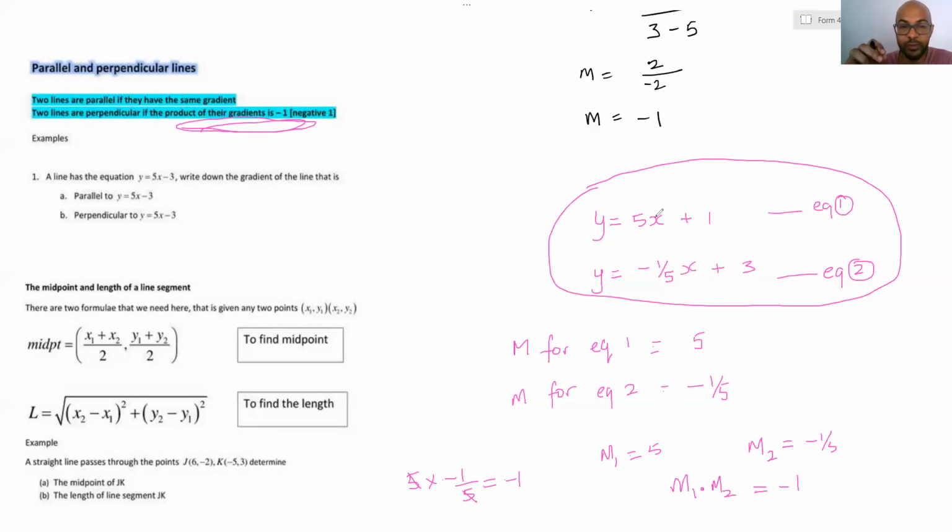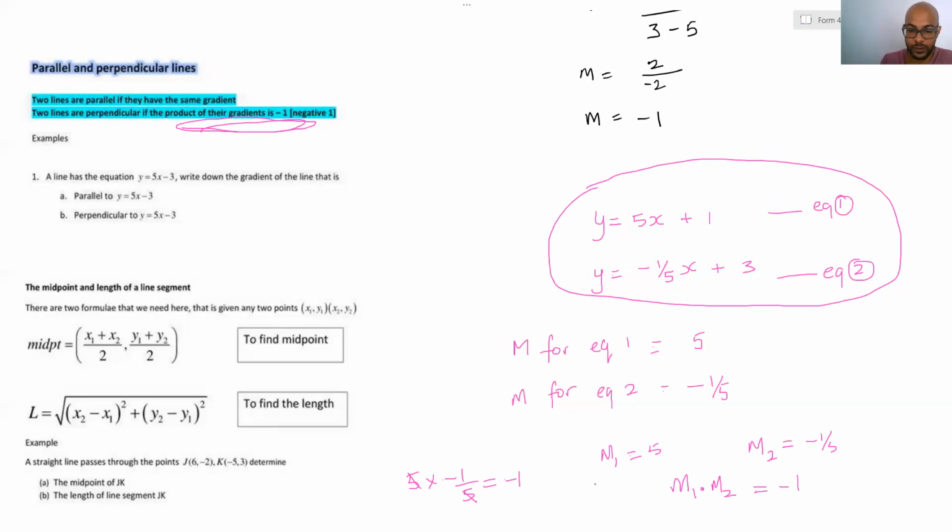And the only way you'd be able to get that -1 from the product of two numbers is by multiplying the number by its reciprocal. Reciprocal means that you are flipping the number. If it's a whole number, it becomes a fraction, and you're also changing that sign. All right, that makes sense? You okay with that? Yes, sir.